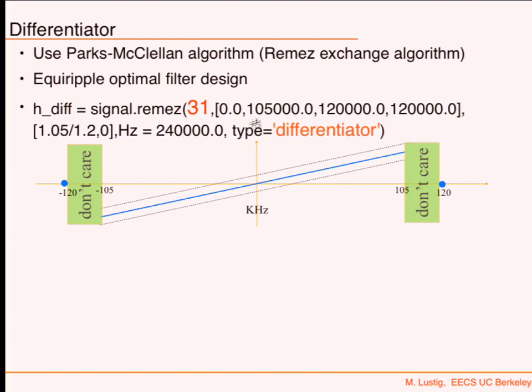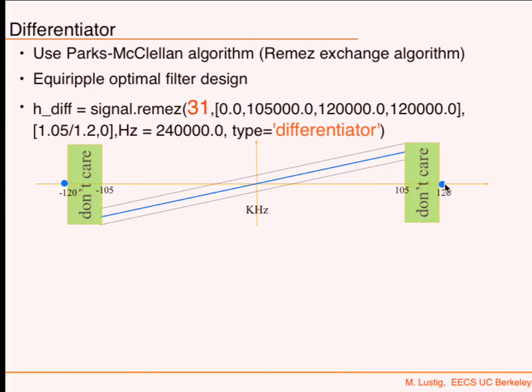All it really is, you call this function, which we're going to give an order of 31, and you specify from 0 to 105 kilohertz, I want an amplitude that's varying up to 1.05 over 1.2. So basically, it's a linear function. You have to tell it that it's a differentiator so it knows to make it linear. And then at the edge of the band, I want it to be 0. That's the 0 over here. So the specification is, I want the filter to look like this with some ripple around it. I don't care what's going on here, but I want it to be 0 at the end.